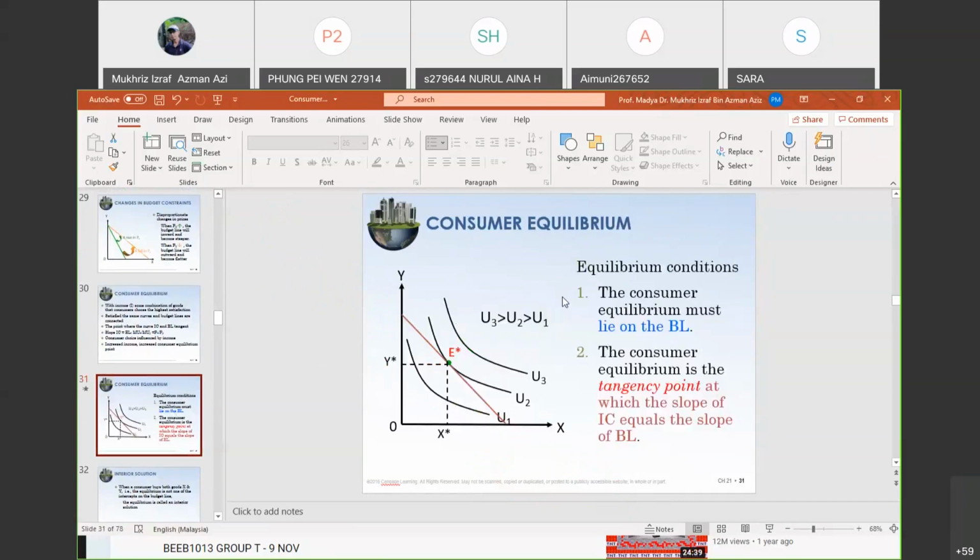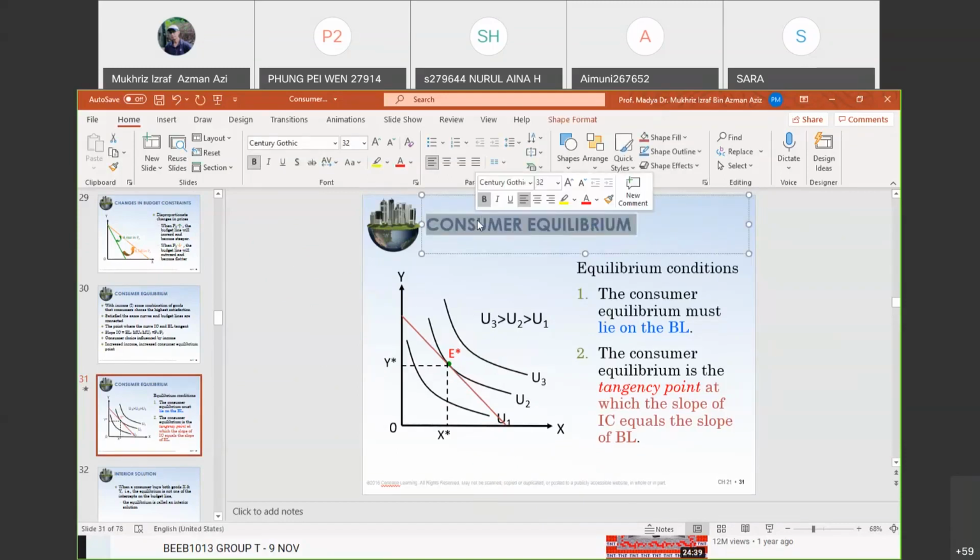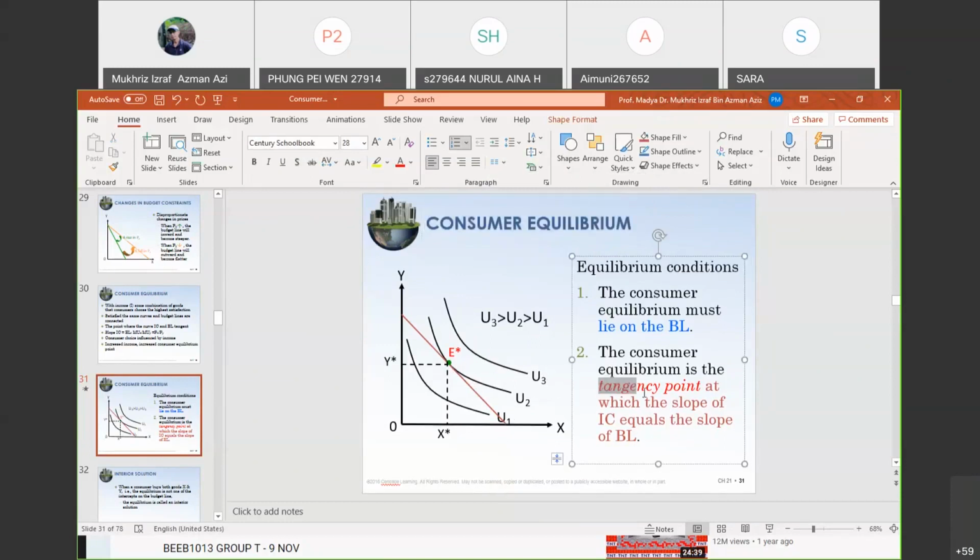And consumer equilibrium is achieved when the budget line is tangent. We use the word tangent. Tangent means it will not cross, but just touches one point of your indifference curve. That is what tangent means. You can see that on this budget line here. So this is your indifference curve.